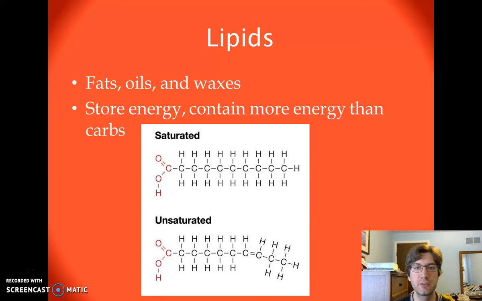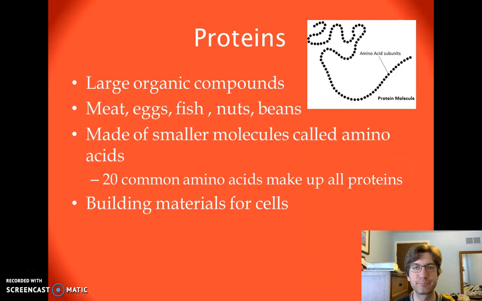Next up is lipids. Lipids are a little better at storing energy than carbohydrates. Lipids store energy for longer periods of time, and they do contain more. These are your fats, oils, and waxes. You are probably familiar with the idea of saturated fats and unsaturated fats. Just a little diagram here will show you that these are kind of a long chain molecule, and it just kind of repeats itself over and over and over again. But those are lipids, so think of fats, oils, and waxes.